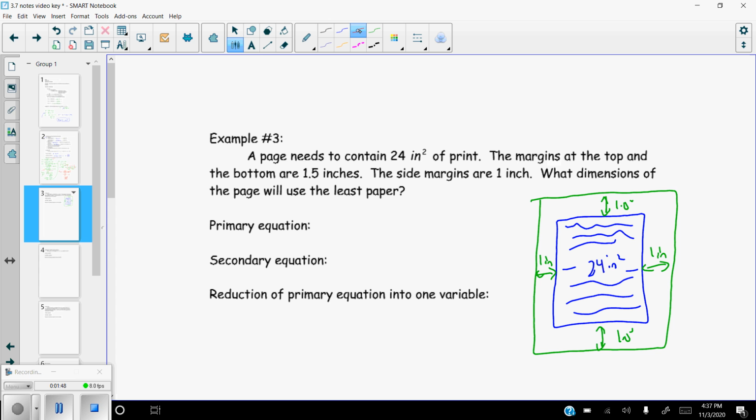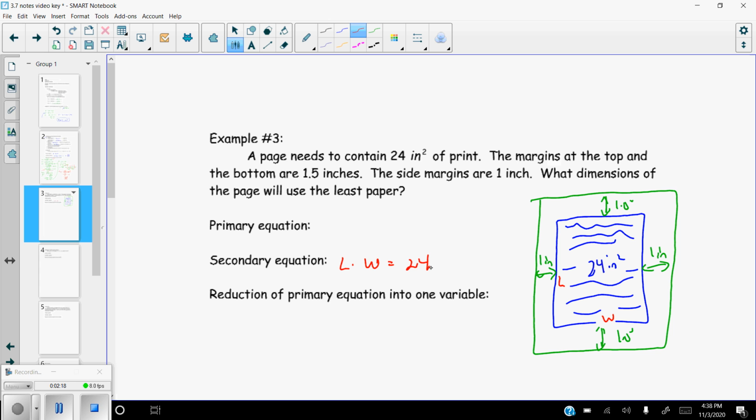If we call this piece right here the width, and then we call this piece right here the length, because I tend to call the longer part the length, then the width times the length is going to equal 24 square inches, because we know the length times the width of a rectangle is the area. So we'll have the length times the width equals the 24 square inches. Well, that's good. I can solve that for either L or W.